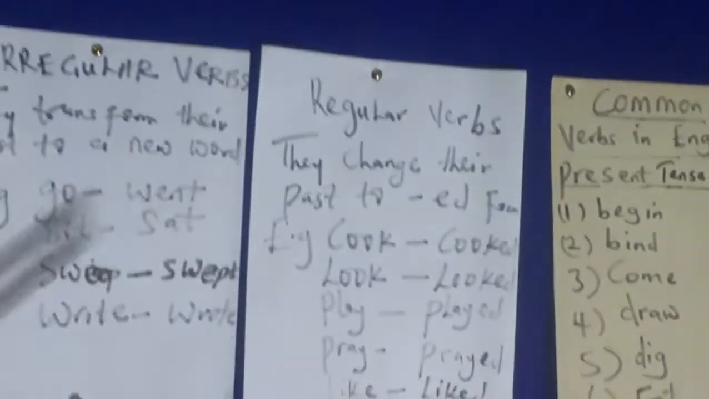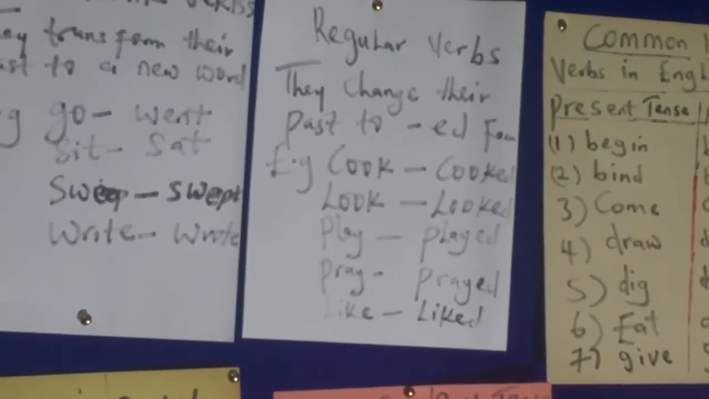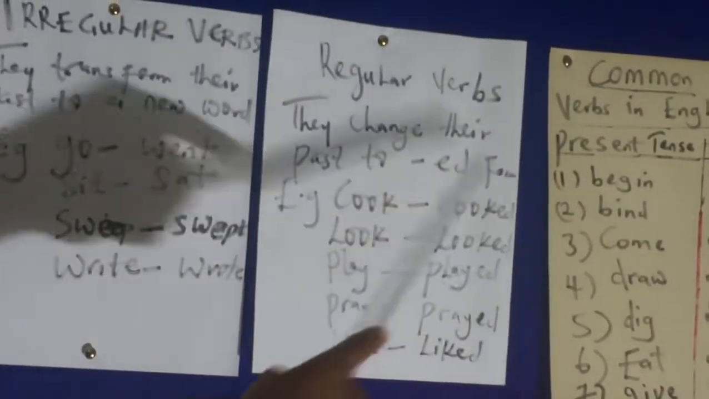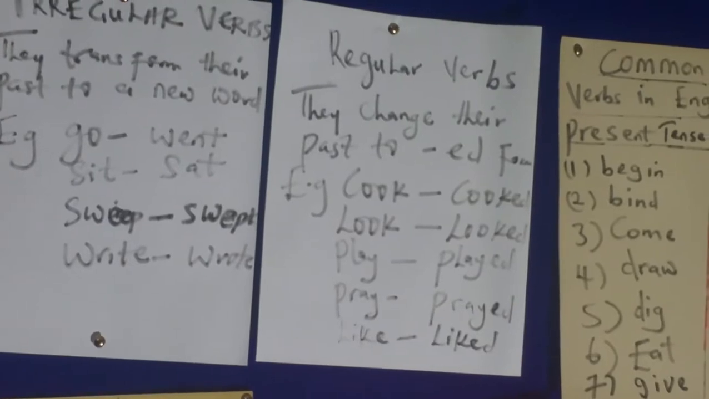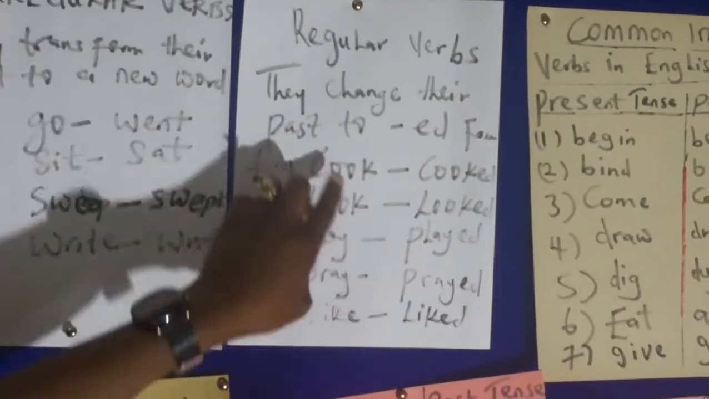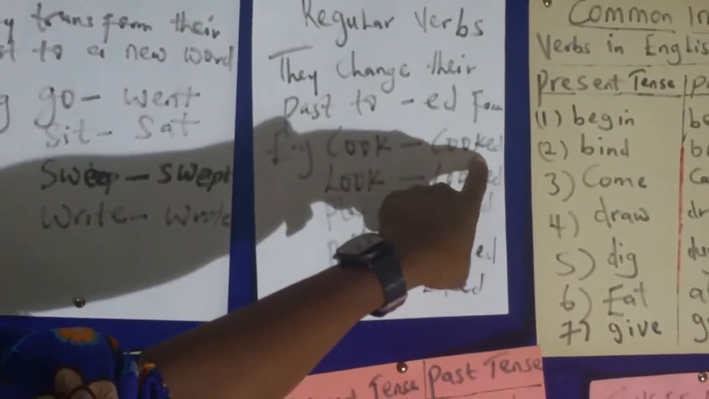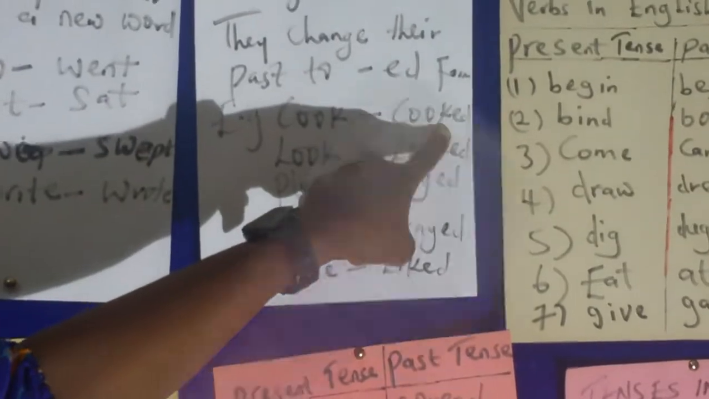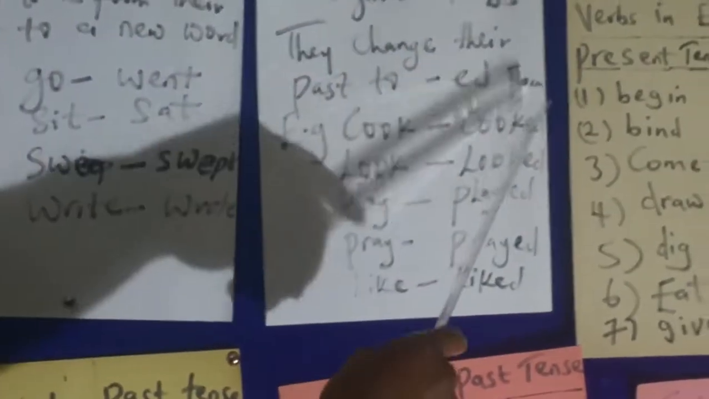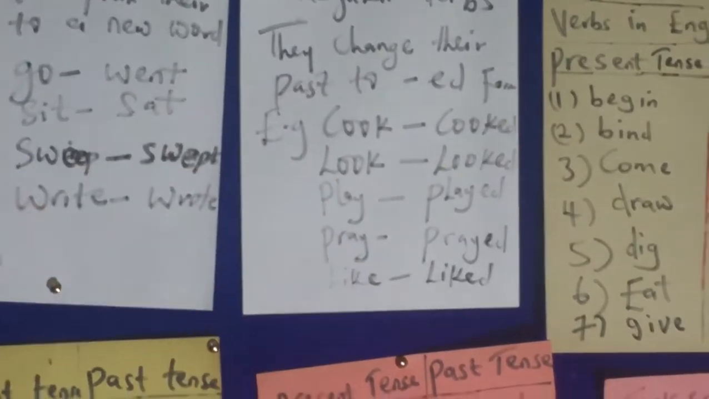Let's look at the regular verbs. As I said earlier, regular verbs change their past to ed form. That is, the only change that occurs in their past is the addition of ed, as you can see here. Here we have cook. We have cooked. This word is not pronounced as cook-ed. It's cooked. In the transformation, the ed form changed to t. You can see that in the phonetic alphabet.